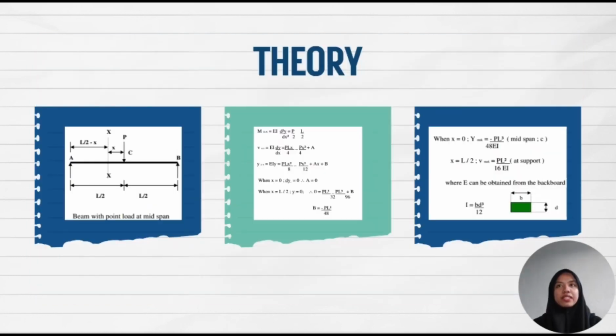The theory of this lab is that the double integration method is used to calculate the deflection of a beam under a given load. The basic idea is to integrate the equation of the beam's shape twice. Firstly, start with the equation for the elastic curve. Secondly, integrate the equation twice to find the shape of the beam.